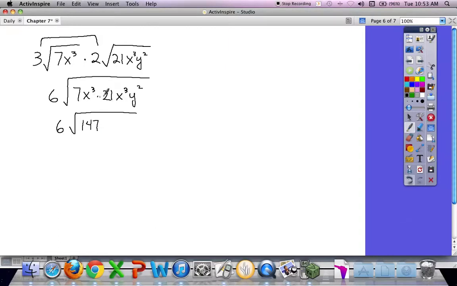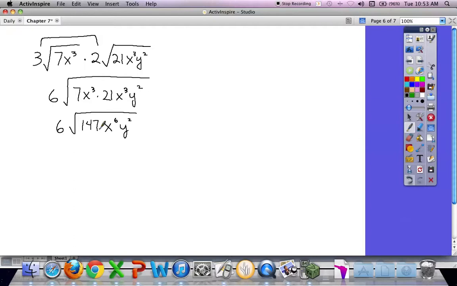And that's x to the third times x to the third. Add the exponents, that's x to the sixth. And there's y squared. Okay, now we need to simplify the square root. 147 is not a perfect square.